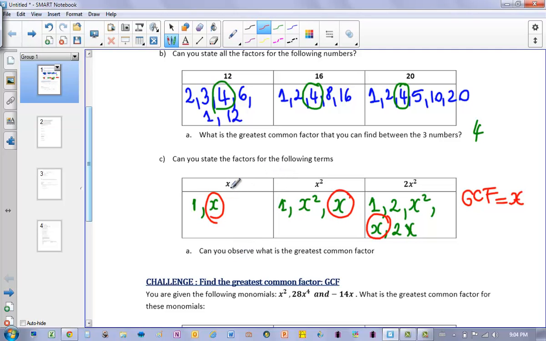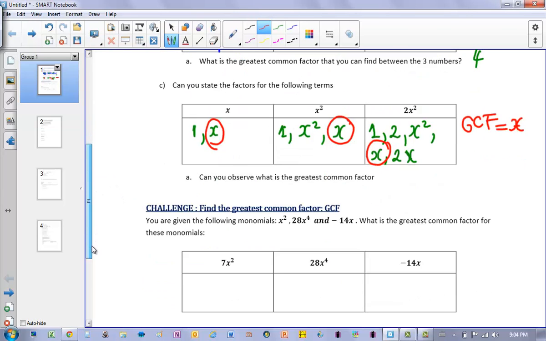Now, what do you notice about the greatest common factor for a variable? When we were able to decompose each one of these terms, we actually had to choose the variable with the lowest exponent, and we'll formalize that in a little while.